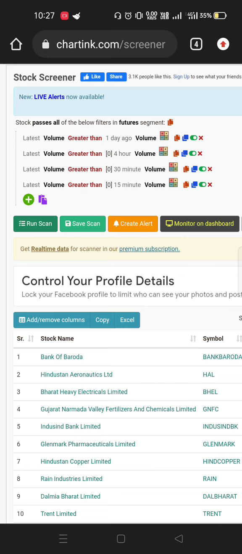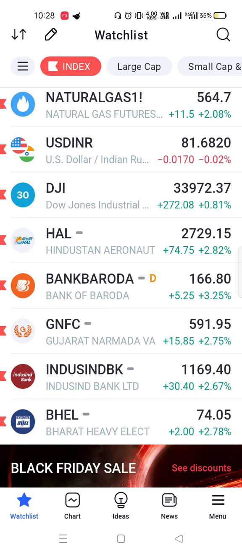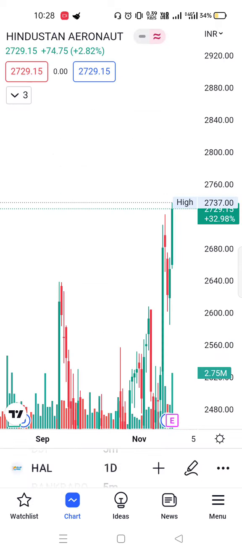So now I need to go to TradingView. How the stocks will be impacted on the basis of the volume. So this is TradingView. Whatever stocks we have selected, I have listed here. So the first thing is I need to go for HAL.